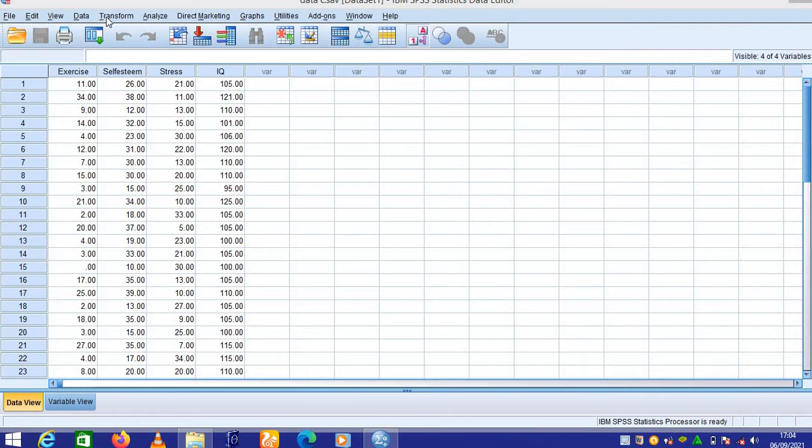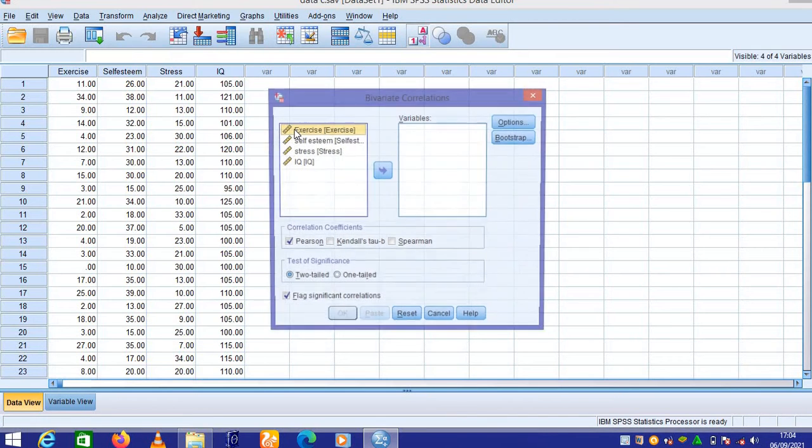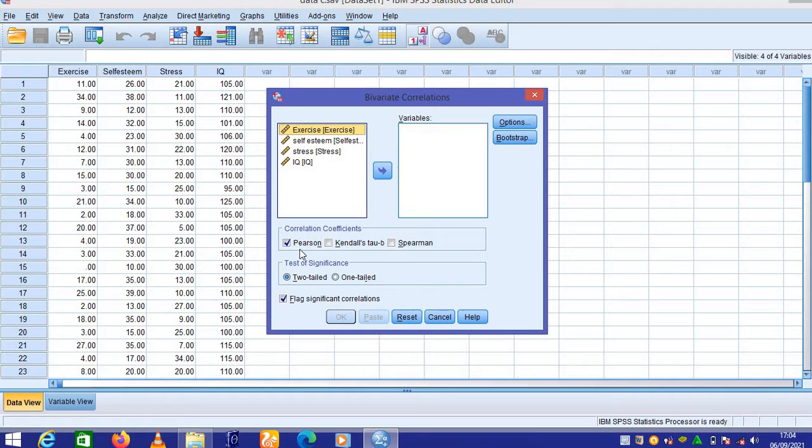So for us to carry it out, we go to analyze, we go to correlation, we go to bivariate. Here you can see we have Pearson already marked. If you open SPSS and want to run the analysis, Pearson will already be marked. Then if the data in each variable are not normally distributed, you go for the non-parametric equivalent of Pearson, which is Spearman.